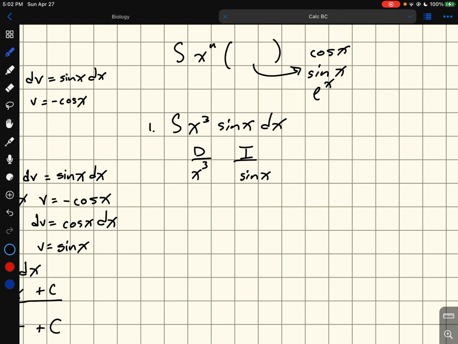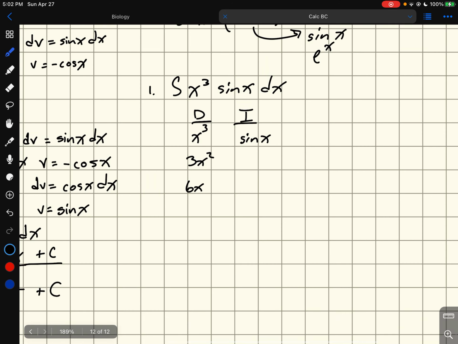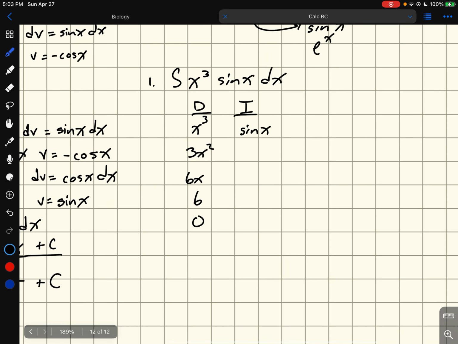In the derivative column, you're going to take the derivative until you get to 0. So the derivative of x cubed is 3x squared. The derivative of that is 6x. The derivative of that is 6. The derivative of that is 0. So now we're at 0, so we can stop.